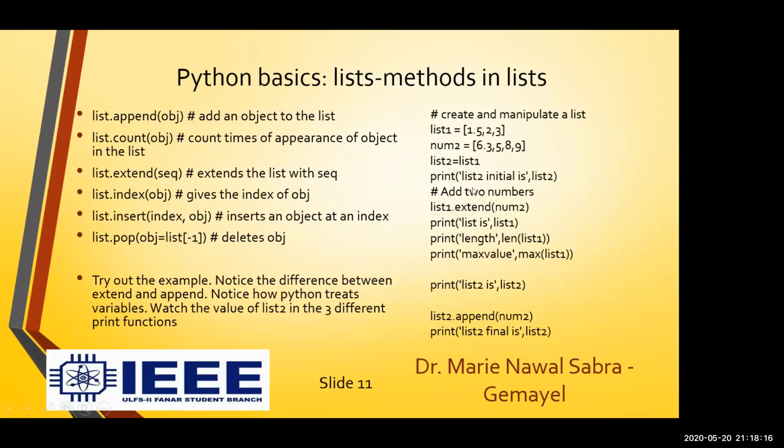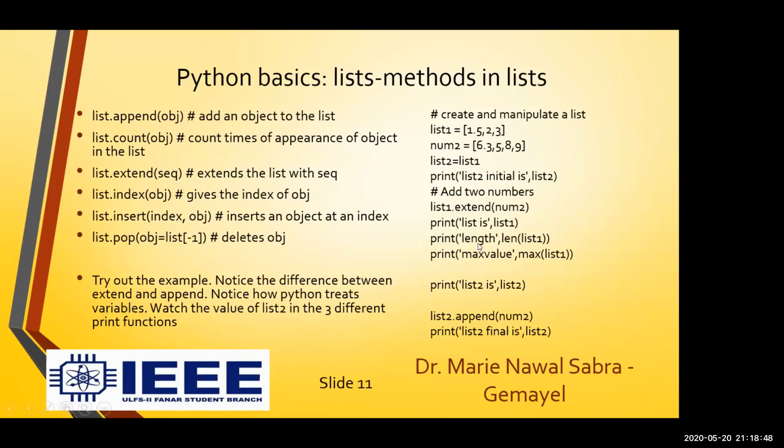So I want to try out this example, but first I want to explain it. I have first list, which has 3 elements, a number, and then I say list 2 is equal to list 1. Then I print the value of list 2 in here, and then I extend list 1, add a number to it, number 2, so I add these 4 values in here. And then I print the list 1.